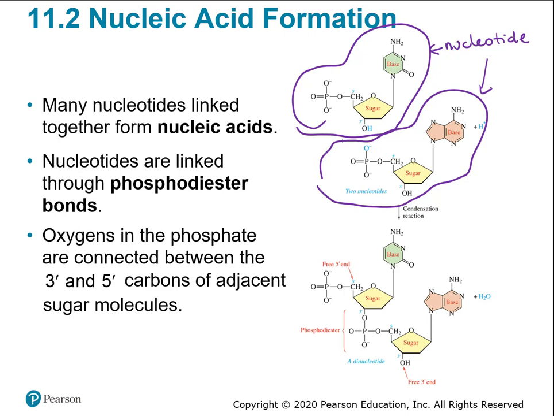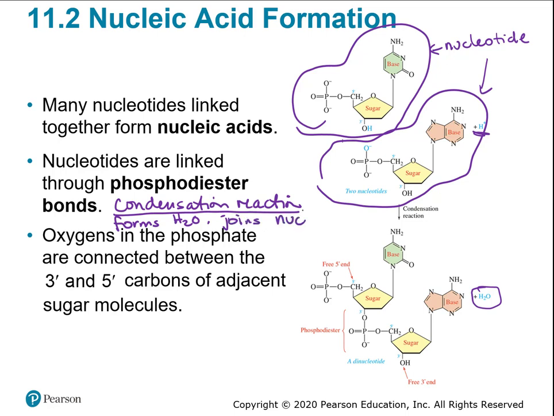So there's an oxygen that is pulled off of the phosphate and a hydrogen that is pulled off of the sugar. There's also another hydrogen floating around because it's right here. There's a hydrogen floating around in the solution that ends up having to be the extra hydrogen. But you see that water is produced. So it's still considered a condensation reaction. Always think condensation reaction forms water. And it acts to join molecules together. So this joins the nucleotides.